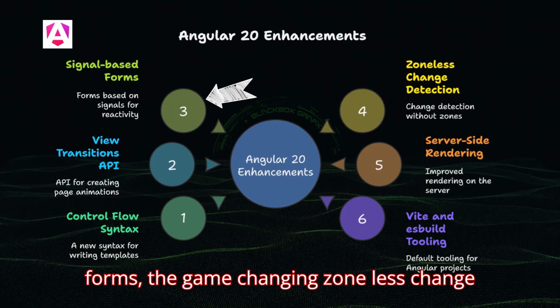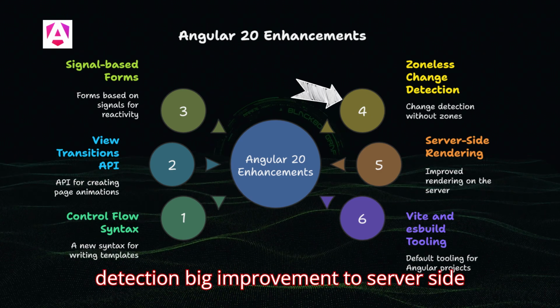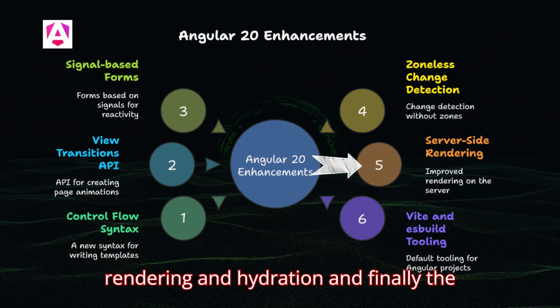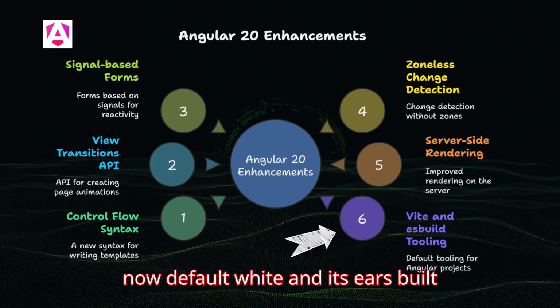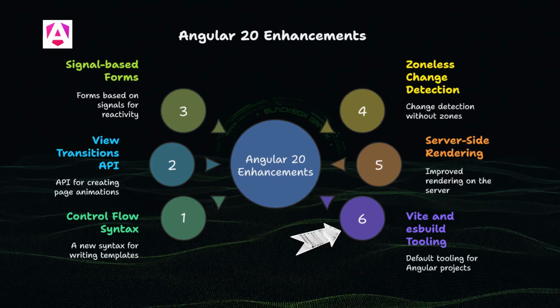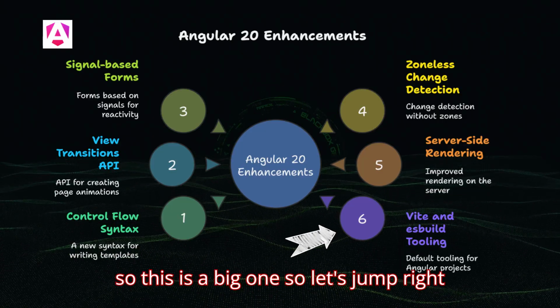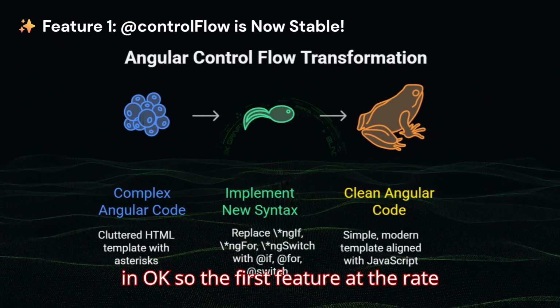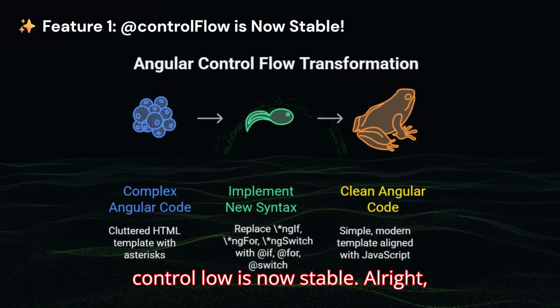the game-changing zoneless change detection, big improvements to server-side rendering and hydration, and finally the now default Vite and esbuild tooling and a cleaner CLI. This is a big one, so let's jump right in. The first feature: @ control flow is now stable.